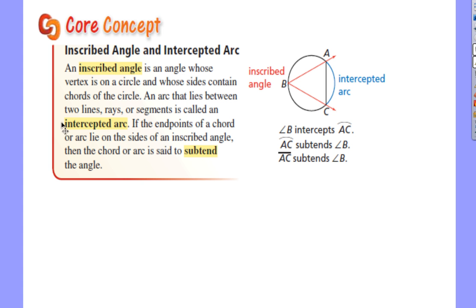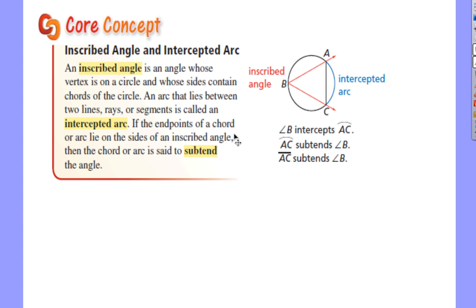The intercepted arc is just the arc created by the intersections of the inscribed angle and the circle. So we see here that ray AB intersects the circle at point A, ray BC intersects the circle at point C, and we say that the intercepted arc is arc AC right in there.